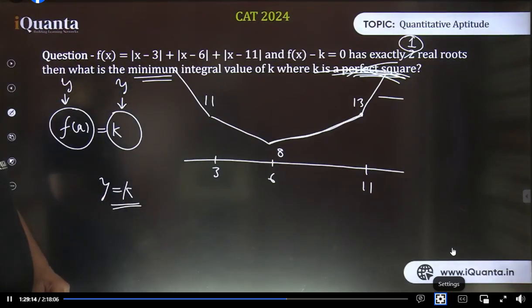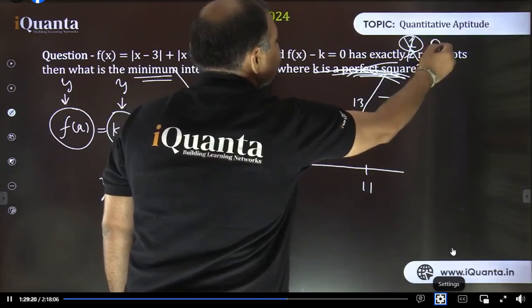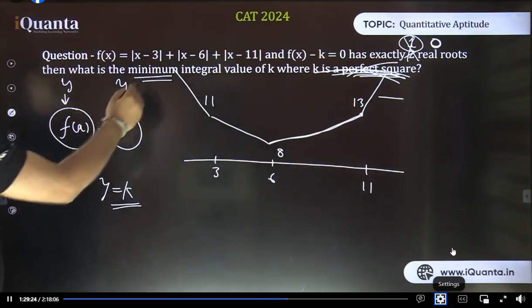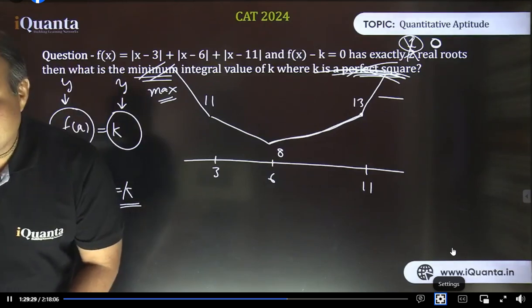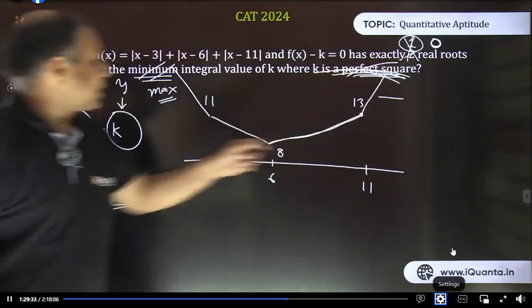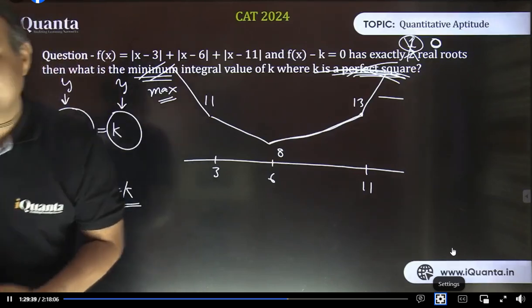Good. And if it is said that it has exactly zero real roots, no real roots, then what is the maximum integral value of k? Now answer this question. Zero real roots, you have to tell the maximum value of k. Exactly, wonderful. 7 is the right answer.